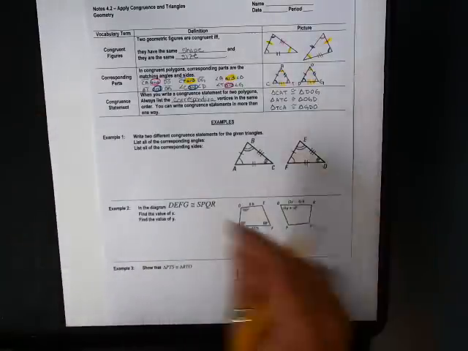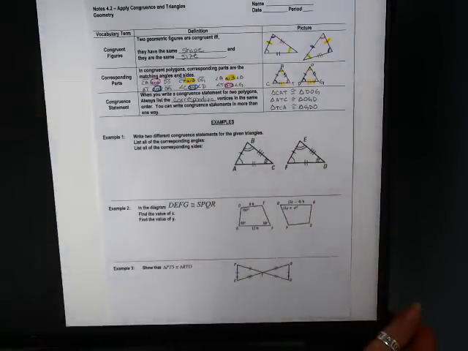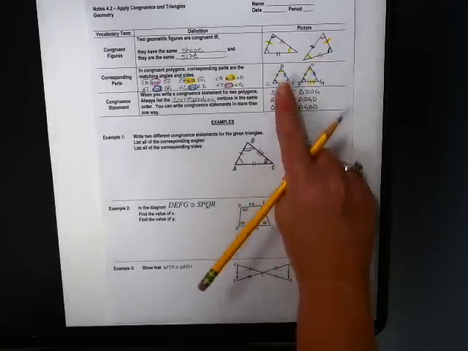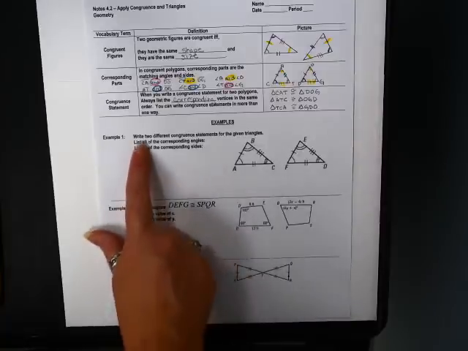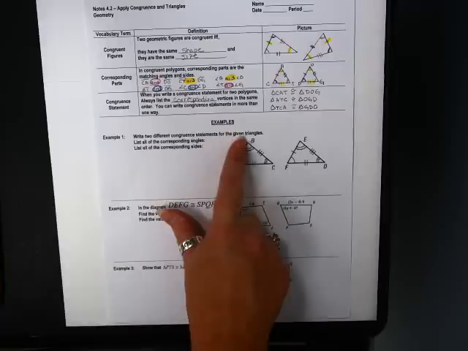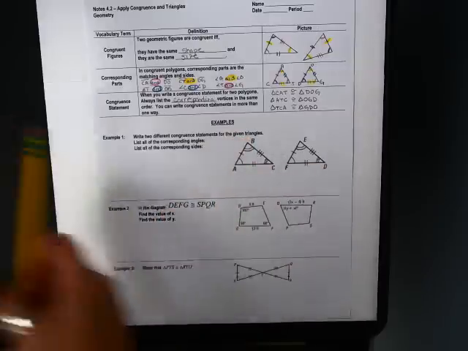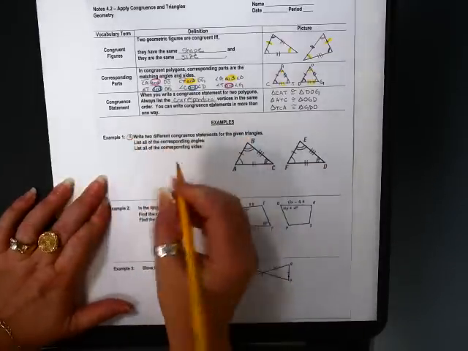Okay, and we can keep rearranging the letters in all the different ways, but these are three of the main ways that you can write your congruent statements. Here's what it's going to look like in your book. Write two different congruent statements for the given triangles. Okay, so that's number one.